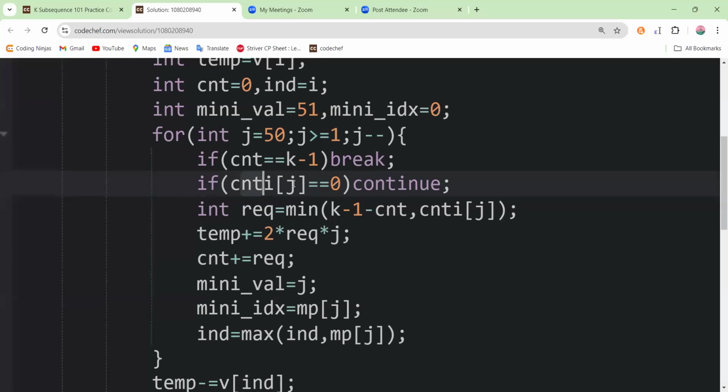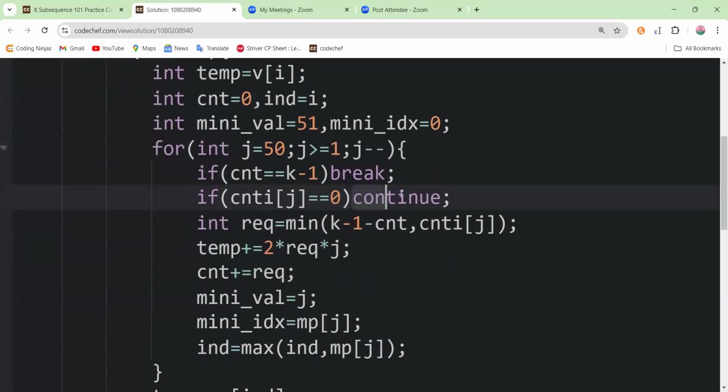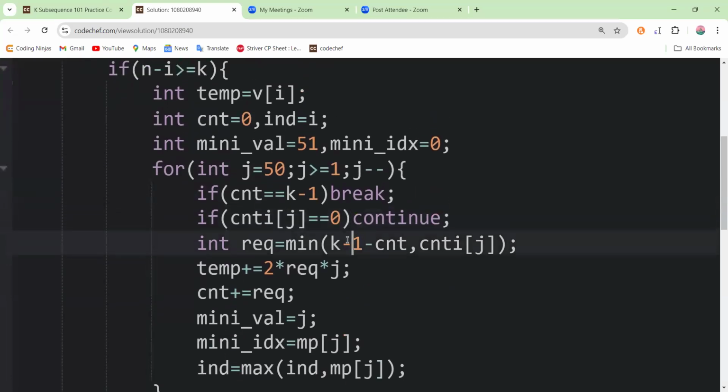And if the frequency of this particular number j is equal to 0, that is, it is not present even a single time towards the right of this particular index I, I know that I can't take this number, so I will simply continue. Otherwise, the total number of numbers that I require from the right is k minus 1, and I have already taken count number of numbers. So I now require k minus 1 minus count numbers. And the number of j's that I have is count I of j. So how many of these j should I take? It should be the minimum of k minus 1 minus count, comma, whatever I have in my basket.